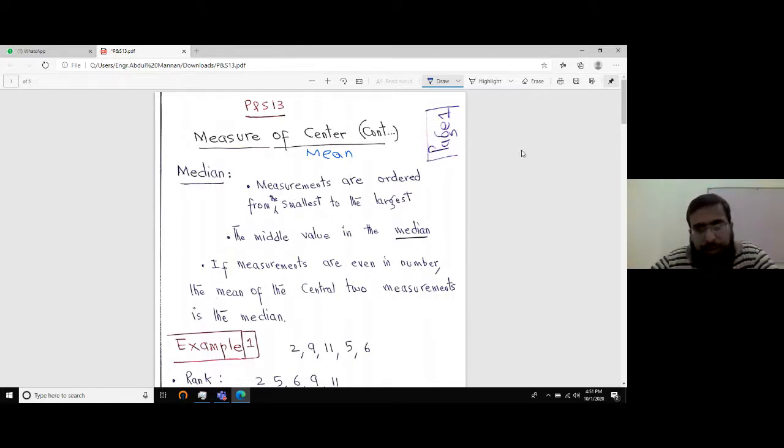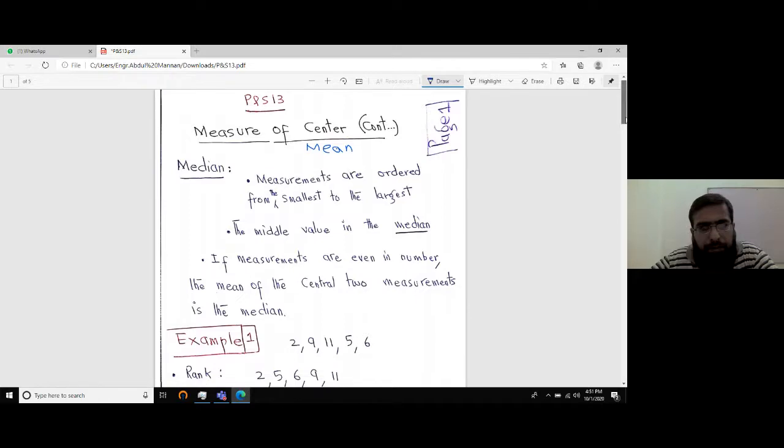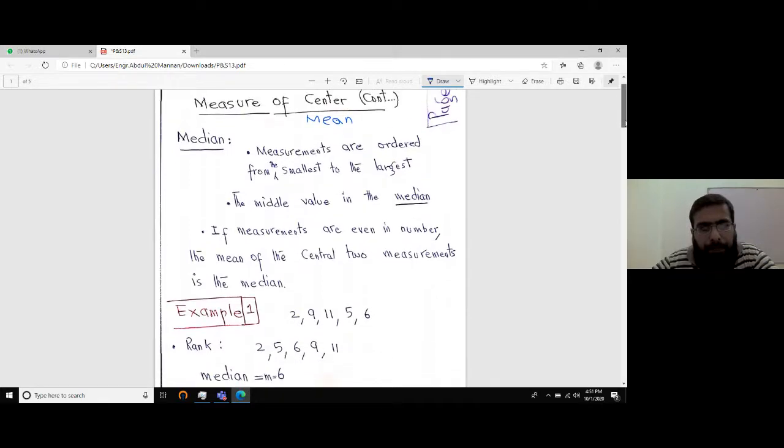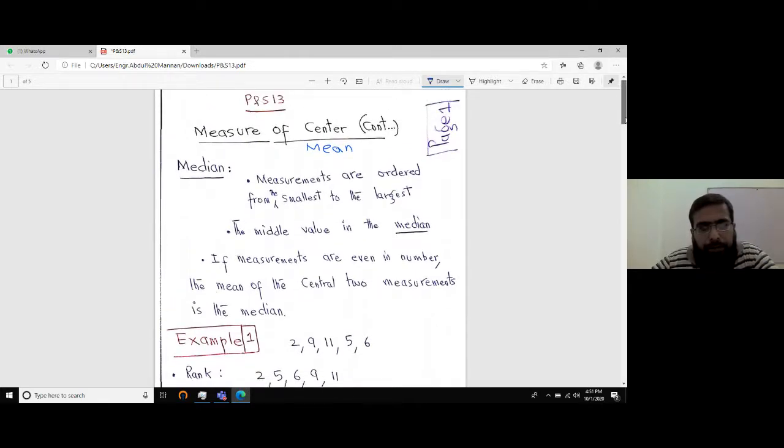Right, a median is the middle value. The median is a middle value, but only after the given data is arranged in increasing order, in ascending order from smallest to largest. Then the middle value is the median value, right?